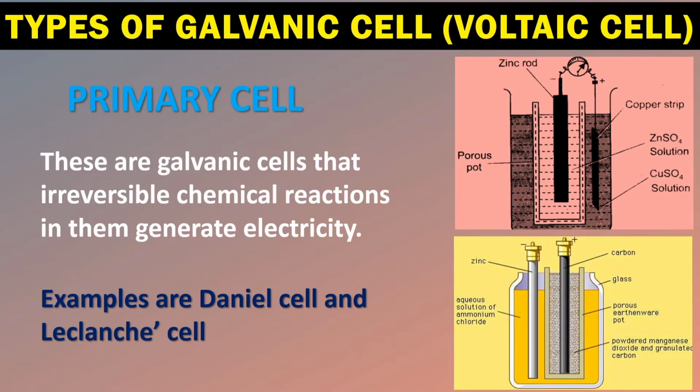For the Leclanché cell, it also consists of zinc as the anode, but the cathode is a graphite rod, which is an allotrope of carbon, the only allotrope of carbon that conducts electricity. Then ammonium chloride is taken as electrolyte, while manganese 4 oxide serves as the depolarizer.